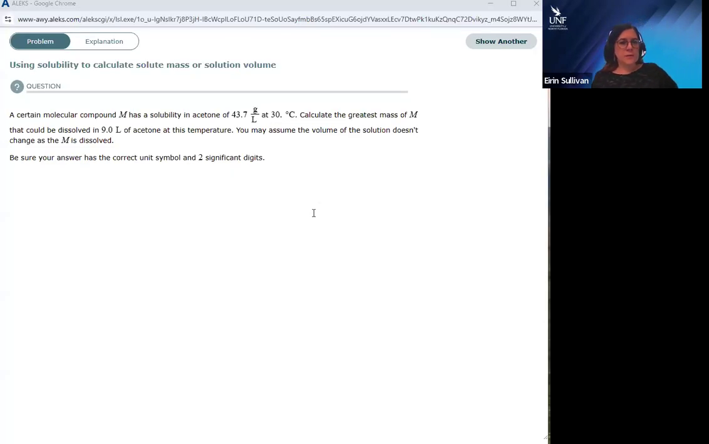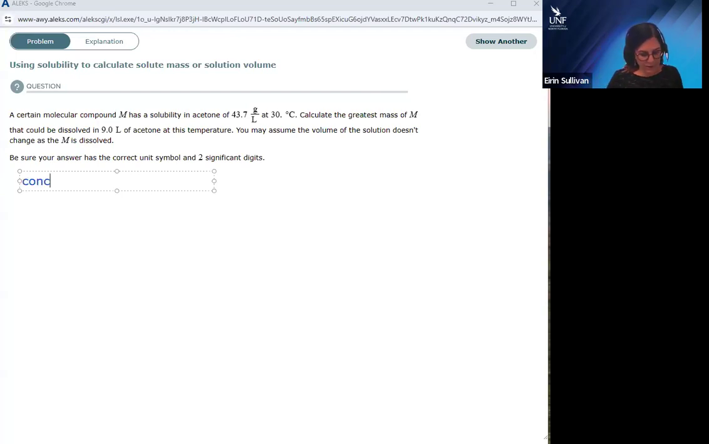So how do you use solubility to calculate solute mass or solution volume? Essentially, the units of solubility are grams per liter. Solubility expresses the maximum amount of solute you can dissolve per liter in a saturated solution. So grams per liter is an alternate concentration unit.